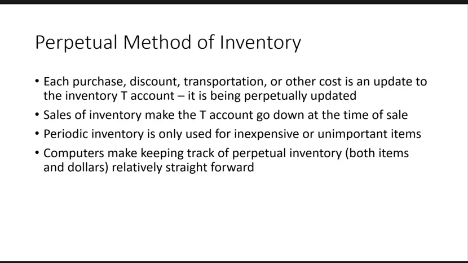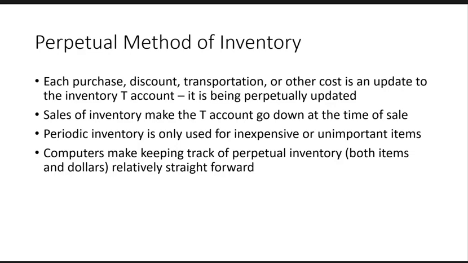Sales of inventory make the T account go down, right? That's at the time of the sale. So every time you buy stuff, you make your inventory T account go up, and every time you sell stuff, it makes it go down. Periodic inventory doesn't do that all the time. It waits till the end of the year and counts up what you have left and figures out what you must have sold, rather than recording cost of goods sold as you go along. That is only used today for very inexpensive items or unimportant items, things you have maybe a whole bunch of, but they don't cost much, like tacks or nails in a hardware store or something like that.